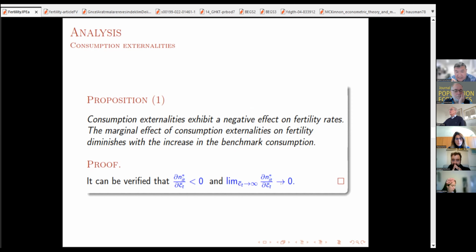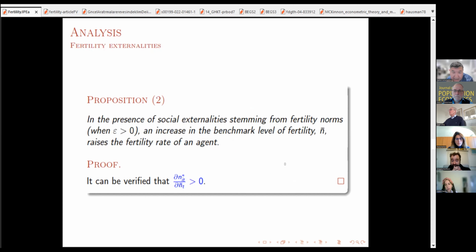But at the same time, the effect of this externality is non-linear. In other words, as a country becomes richer, and the average consumption levels become higher, the effect of that consumption on fertility also becomes smaller. And that's this second part. And on the other hand, the fertility of other people is always positively related to individual fertility.